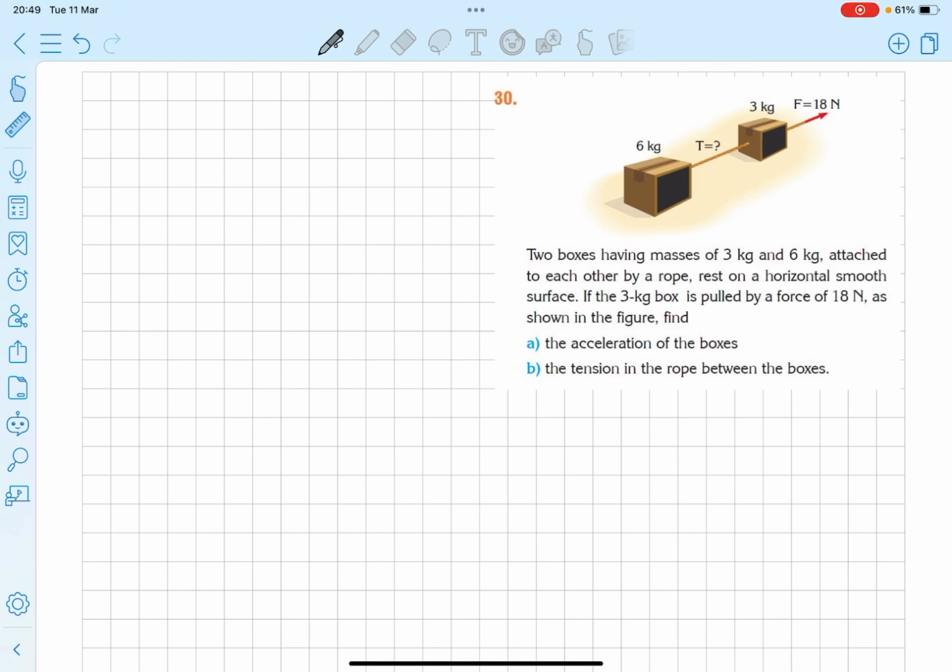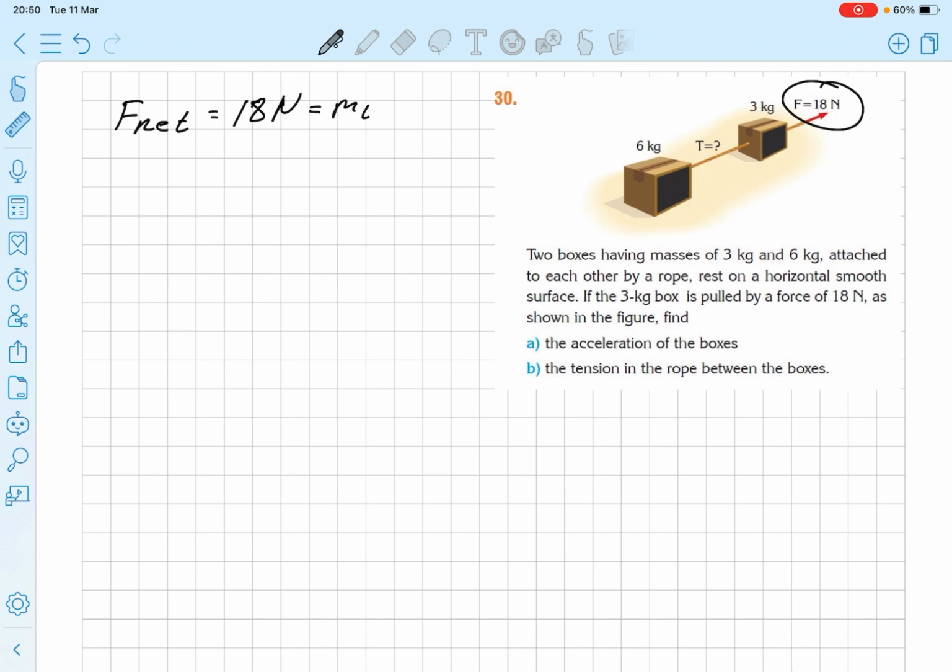Question 30. It says two boxes having masses of 3 and 6 kilograms, attached to each other by a rope, rest on a horizontal smooth surface. If the 3 kilogram box is pulled by a force of 18 newtons as shown, find the acceleration of the boxes. Acceleration is easy, yeah? We just use the external force, which is F net. If there is no friction, that means only one external force is here, yeah?